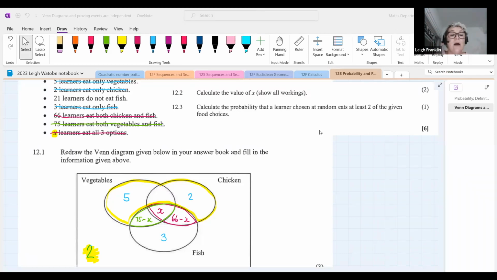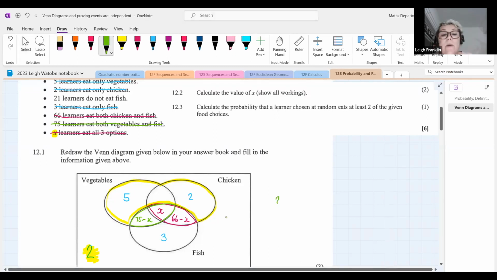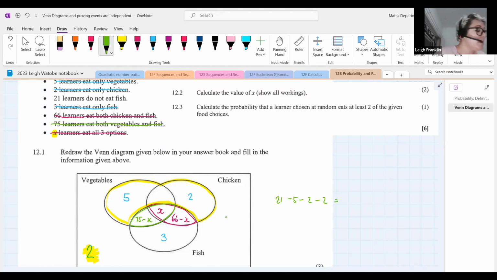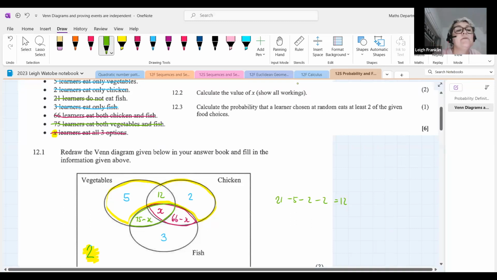So to work out what goes in that piece of intersection over there, it would be 21 minus 5 minus 2 minus 2. Quite right. Okay, so how much is that? 21 minus 9. Okay, so that means that there are 12 people that go in that section over there. Does that make sense to everyone?